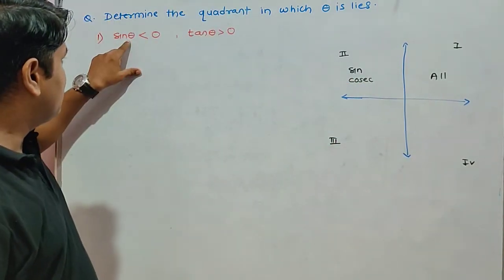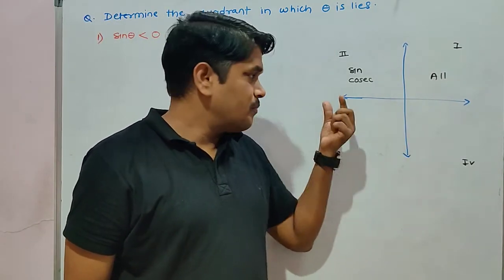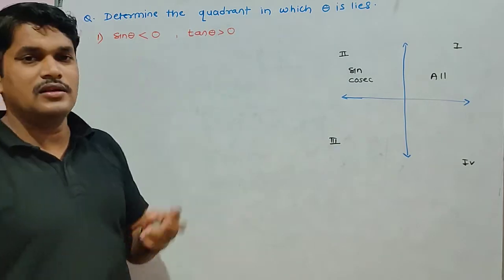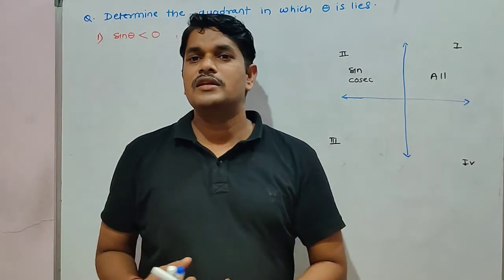Means this sin theta is negative in which quadrant? Second, third and fourth. Understood? Means what? Sin theta is negative. Sin theta is less than 0, means negative. So in which quadrant is sin theta negative?